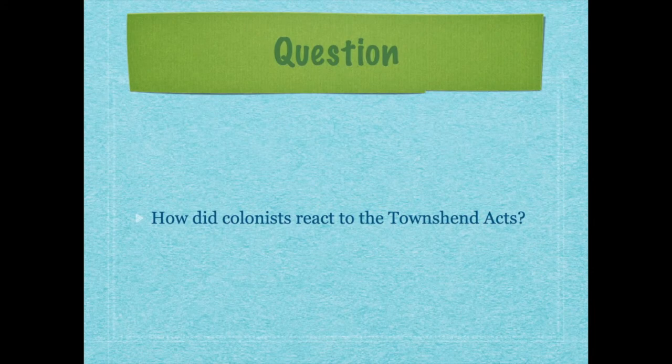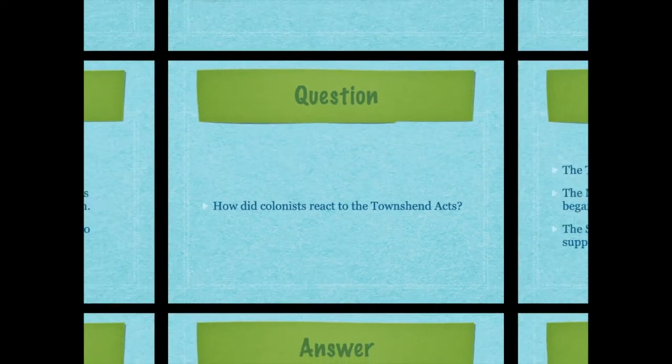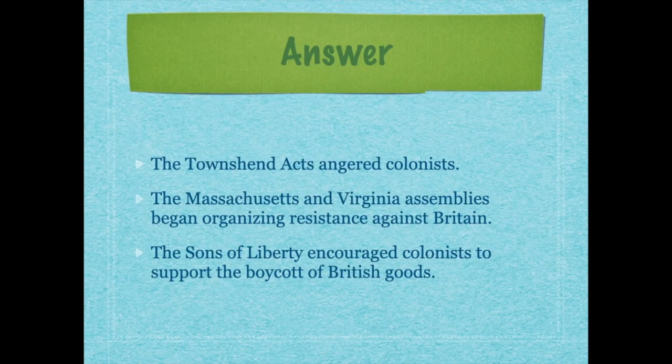Question: how did colonists react to the Townshend Acts? The answer: the Townshend Acts angered colonists. The Massachusetts and Virginia assemblies began organizing resistance against Britain. The Sons of Liberty encouraged colonists to support the boycott of British goods.